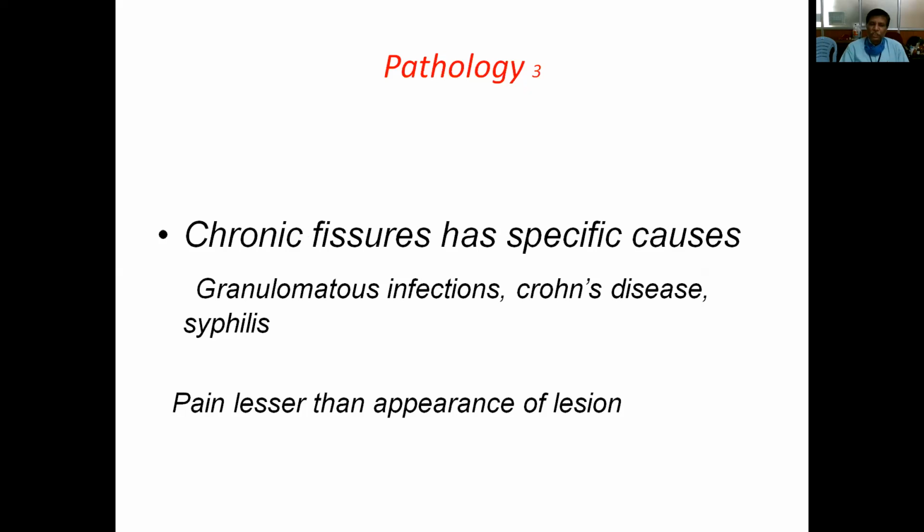Whenever the fissure is not healing for a long time, though it becomes chronic, usually slowly it gets healed. When it refuses to heal for a long time, you must always think of the specific causes like granulomatous infections, tuberculosis, Crohn's disease, syphilis, etc., and tumors must be ruled out.